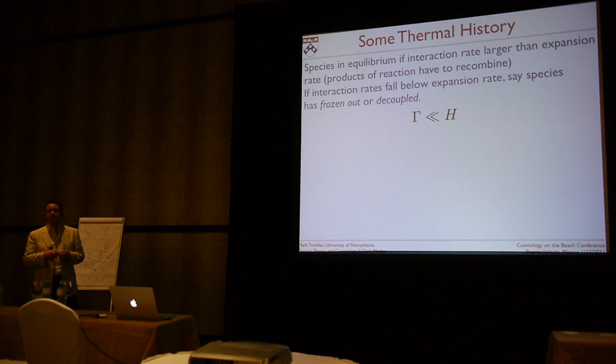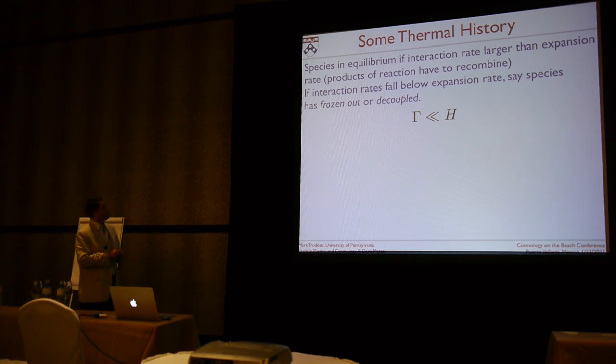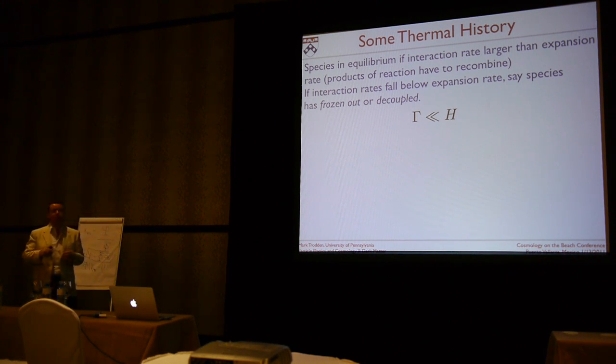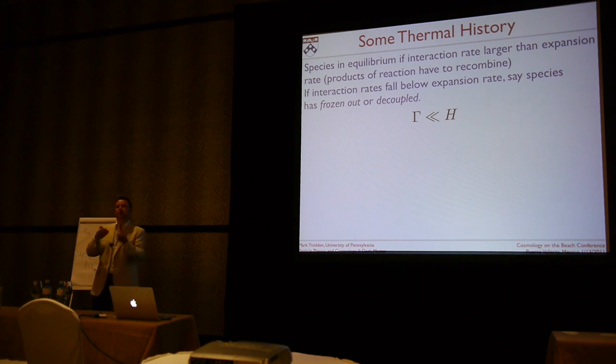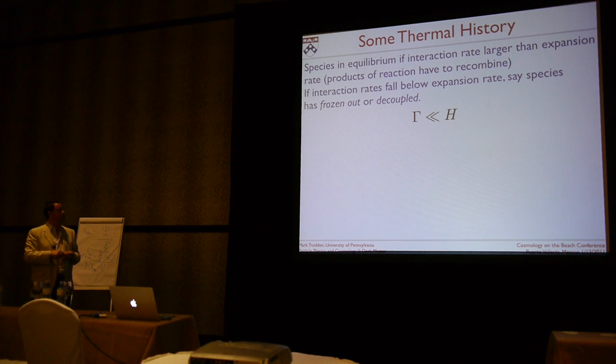However, if the interaction rates of particles in the universe fall below the expansion rate, then it's possible for particles to freeze up or decouple. So if the rate of interactions is much less than the expansion rate, then, again roughly speaking, particles can decay, the expansion rate of the universe is fast enough that the products cannot get back together again, and so you're in an out of equilibrium situation.